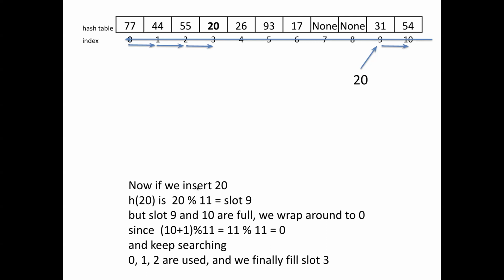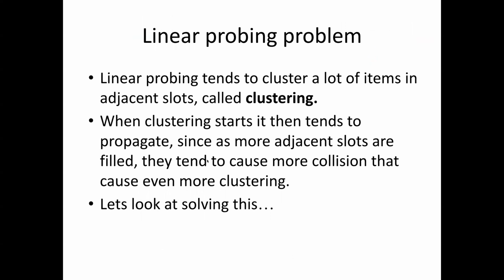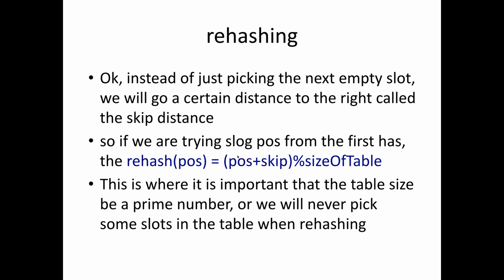So here is the explanation of that. 20 modulo 11 is slot 9, but it's occupied. So go to 10, occupied, and you go around the table, 0, 1, 2 occupied, and you put it in 3. All right. So the problem with linear probing is that numbers that hash to the same value tend to cluster, putting a lot of items in the adjacent slots. It's called clustering. When that occurs, it tends to propagate, since more adjacent slots are filled, causing more collisions and even more clustering. So that's the problem. How do we solve that?